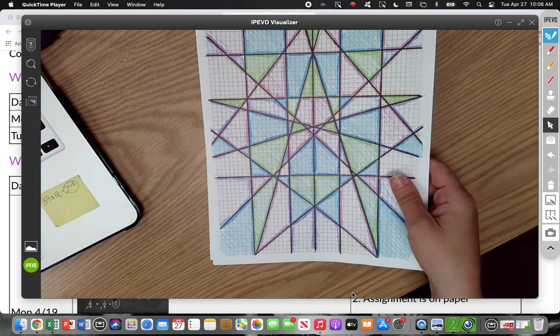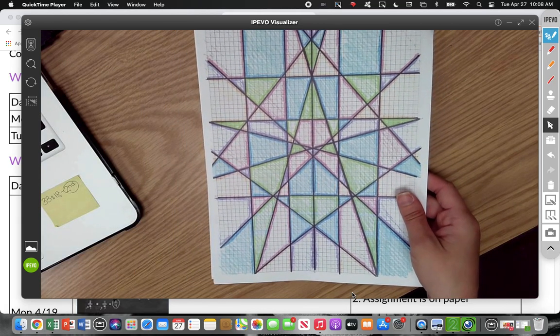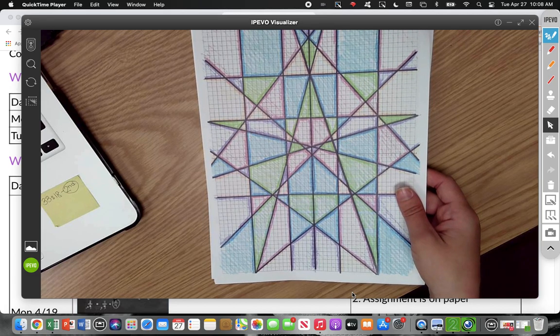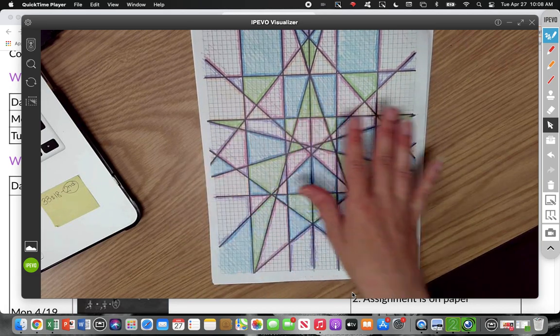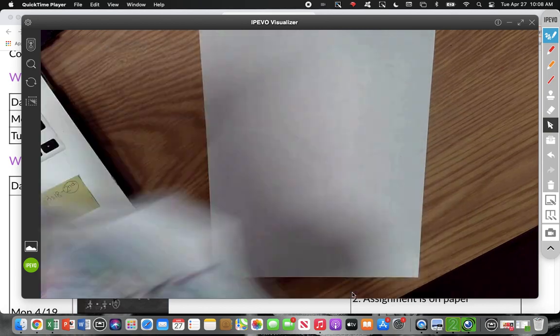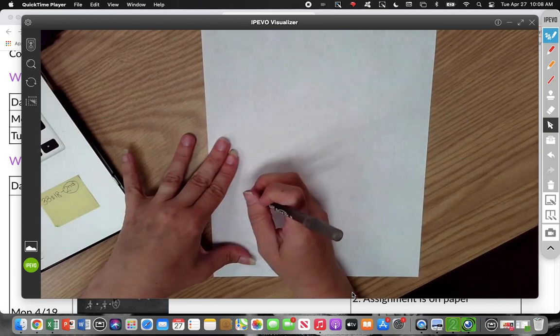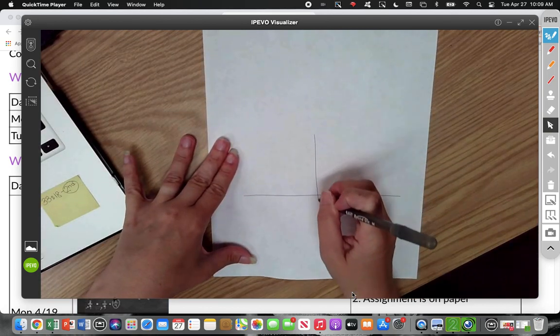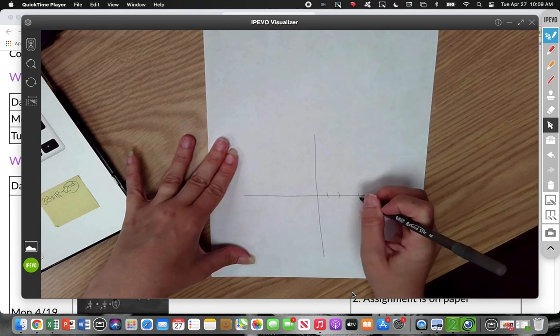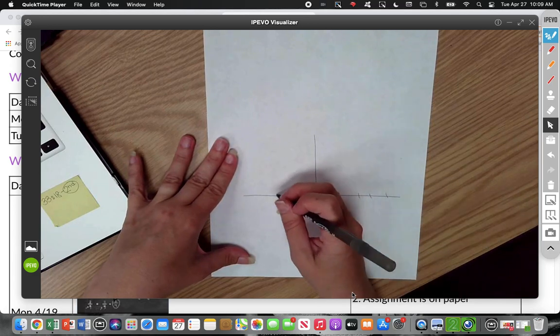And then it will look something like this. This one is very symmetric, mine is not. But you guys will be able to color this however you choose. So I do want to go through just some basic 1, 2, 3, 4, 5.